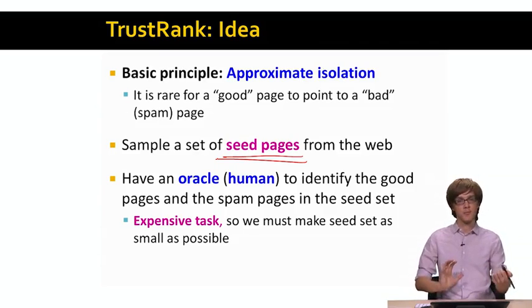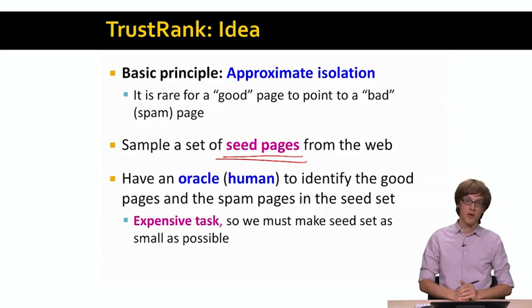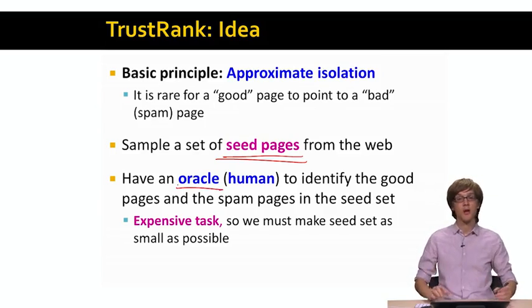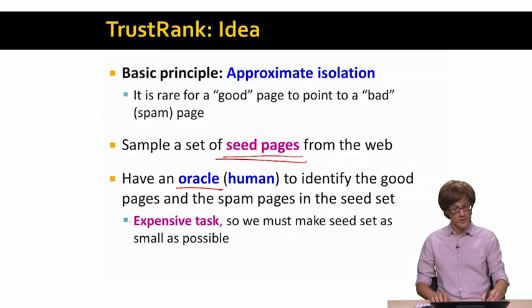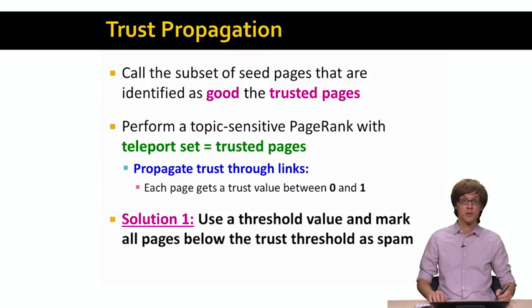Now, if some other web page is legitimate, then it will be close to the trusted set of web pages. Of course, what we are depending on here is that we have some oracle, some human, to identify a good, trustworthy set of web pages. And of course, the idea is that web spam pages are not in this set. This is a very expensive task because a human would have to go through and do these labels. So in some sense, we want to make this set of seed trusted web pages as small as possible.